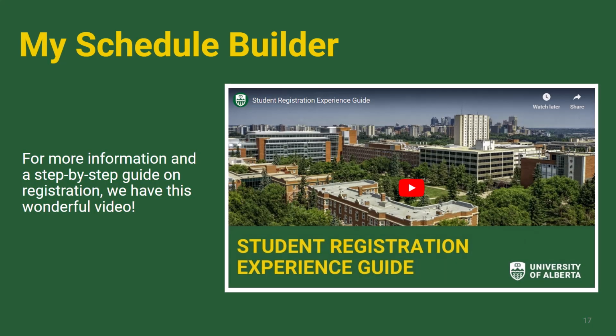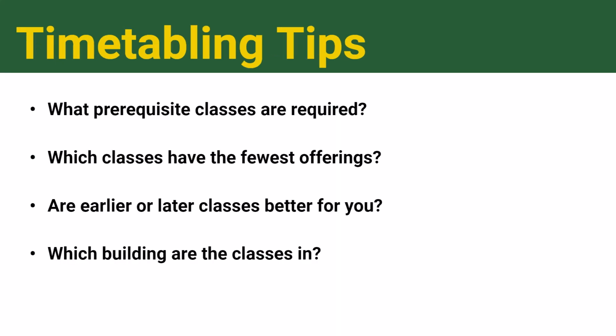For a step-by-step guide on registering for courses, I encourage you to check out the Student Registration Experience Guide video at uab.ca/reg101. You'll want to think about some things before enrolling into your classes, like what prerequisite classes do I need to take to ensure that I'm on the right track to get in the advanced classes next year? Which classes have the fewest offerings? So looking at the number of seats available will show you, and I encourage you to schedule these classes first.